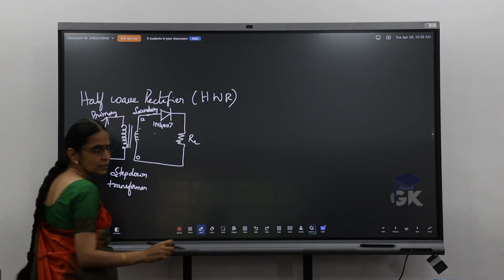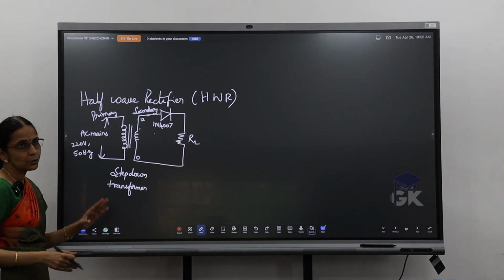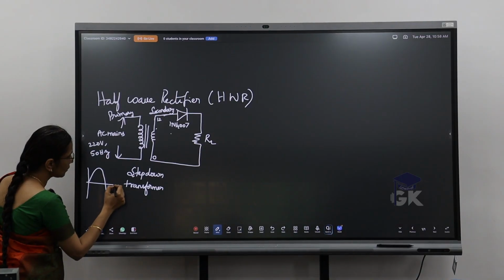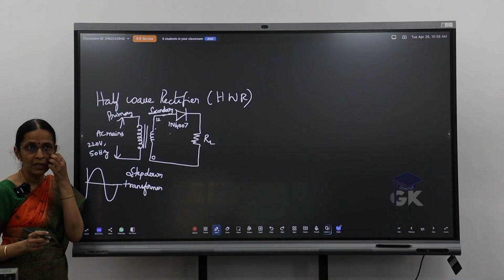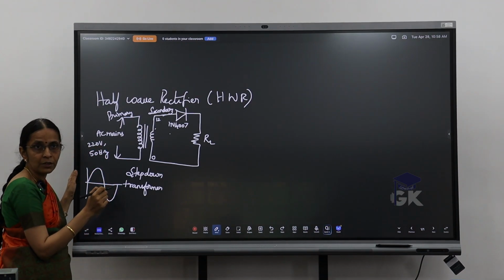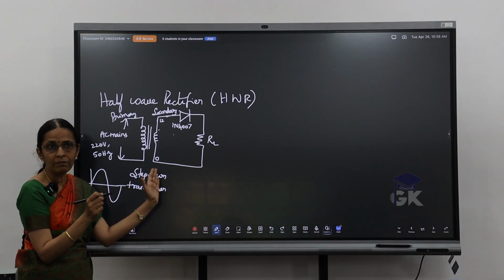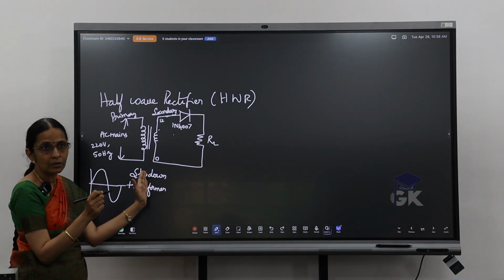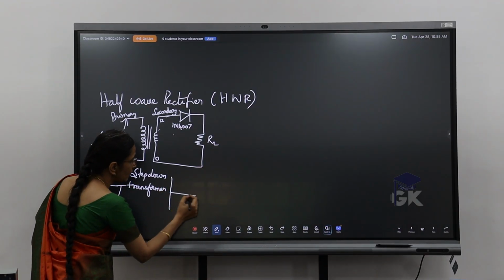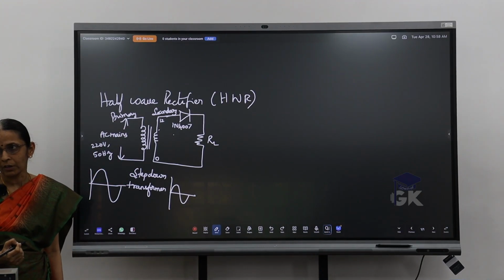And then your load resistance. You can connect a resistor. Clear? Now how is this going to work? I provide an AC signal to it. This is my input, an AC signal. What is the value? It's 220 with a frequency of 50. Now at the secondary of the transformer, what will I have? 12 volt. What will be the frequency of the signal? 50 hertz. So I will have a step down value of 12 volt at a frequency of 50 hertz.